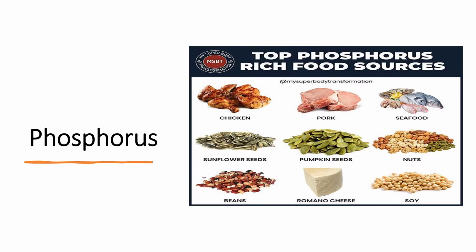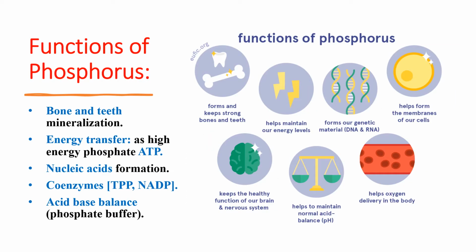These are food sources rich in phosphorus: of course seafood, nuts, chicken. The functions of phosphorus include bone and teeth mineralization together with calcium. Also, very important, it shares in the synthesis of nucleic acids. Nucleotides are formed of nitrogenous base, sugar, and phosphate. So phosphorus is very important in the synthesis of nucleic acids. Also in energy transfer in the form of ATP, the energy currency of the cell.